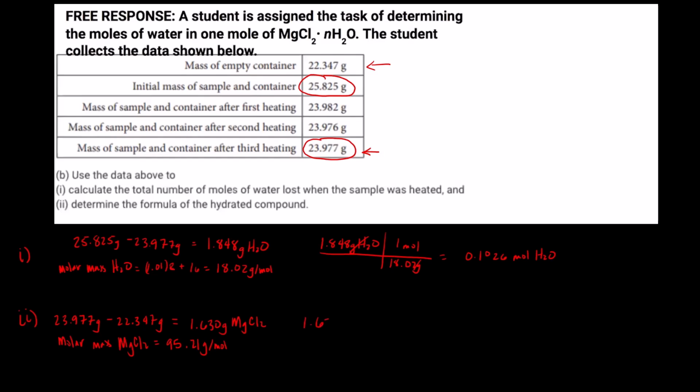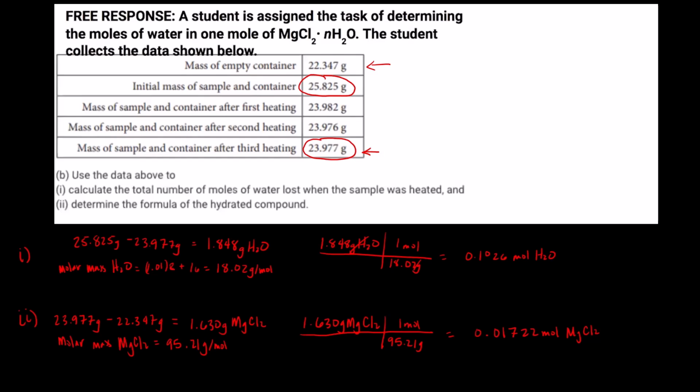And so we're going to use that to convert this 1.630 grams to moles. So we have 1.630 grams of MgCl2, and the molar mass is 95.21 grams for every 1 mole. If we divide that out, we should get 0.01722 moles of MgCl2.